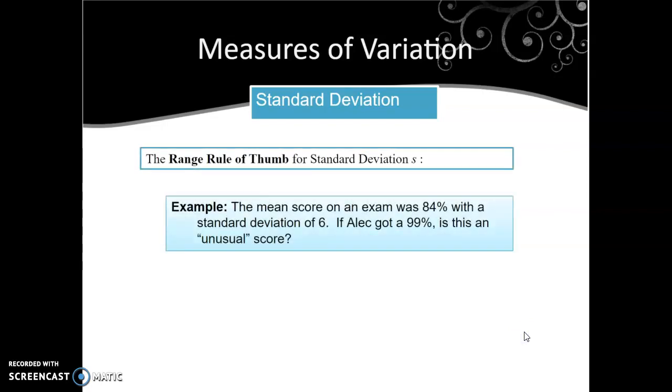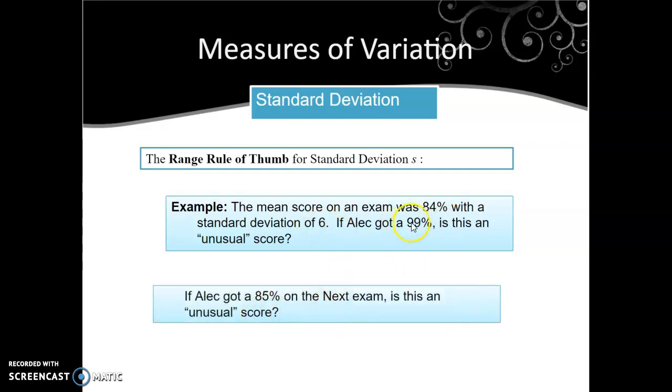So let's try this example. The mean score on an exam was 84%, and the standard deviation was 6. If Alec got a 99% on the exam, is this an unusual score? Okay, so let's calculate this. The maximum usual value was the mean, so 84, plus 2 standard deviations. So 2 times 6. So 84 plus 12 is 96. That means that Alec's score of 99 was unusual.